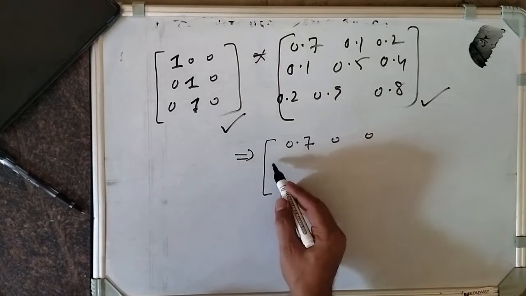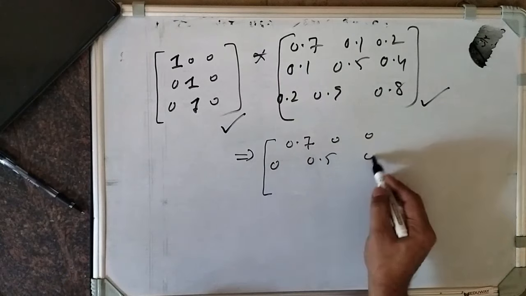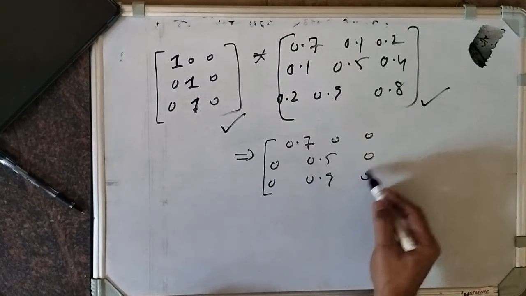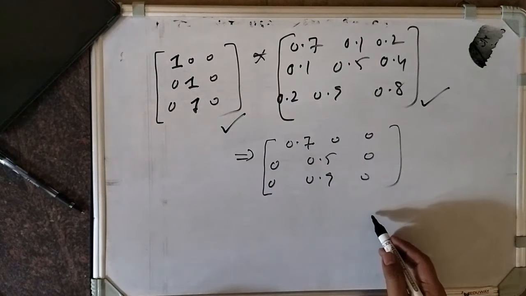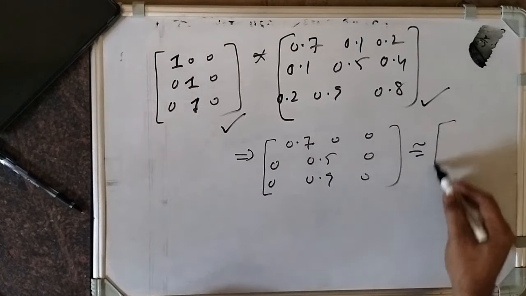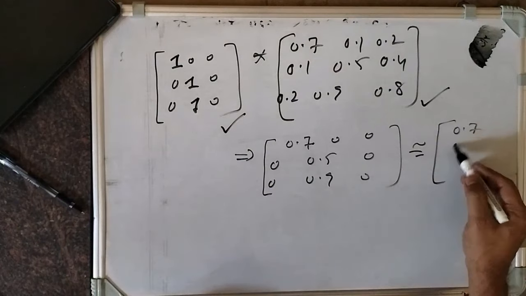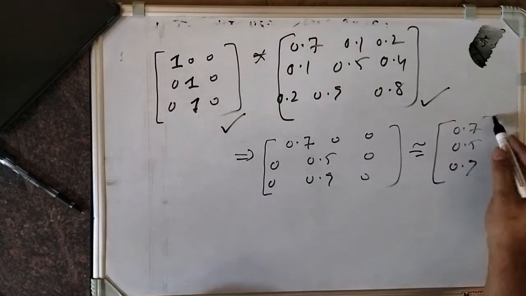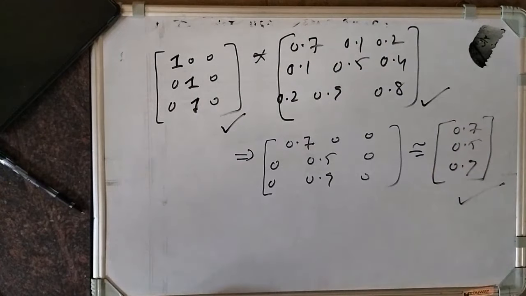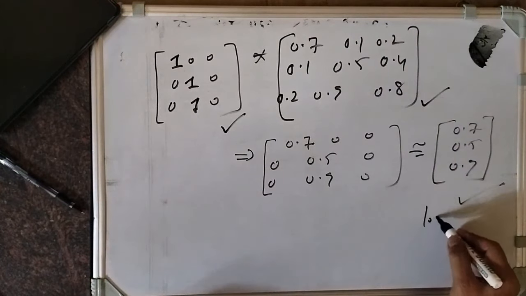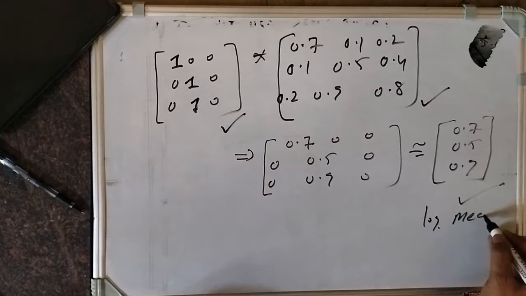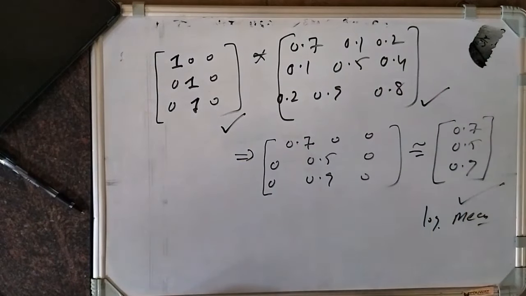The other values are 0, 0, 0.5, 0, 0, 0.9, 0. My correct answer is this. At last I will take the max values 0.7, 0.5, 0.9. By the help of this max I will get the max value, and at last I will take the log and find the mean. Done. This is very simple code.